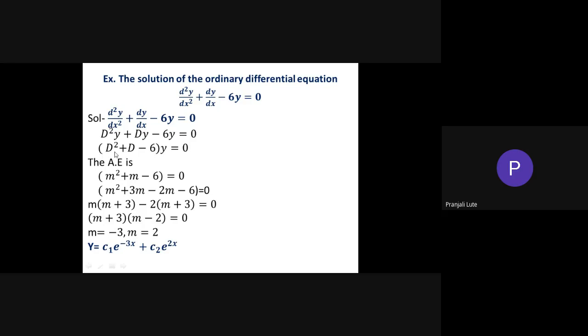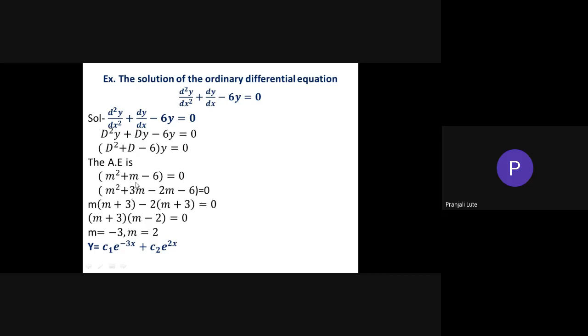Whenever we have to find the roots of a differential equation, first find the auxiliary equation. AE means auxiliary equation. So write the auxiliary equation by putting D equal to m. This equation can be written as m square plus m minus 6 equal to 0. Here we find the roots of that equation.